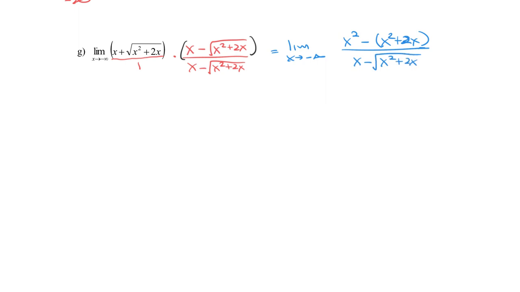And then we can see at the numerator right here, this one can clean up. It's really x squared minus x squared minus 2x, so x squared minus x squared is gone. So what we'll have is a limit as x approaches negative infinity. And we're going to have a negative 2x in the numerator. And down here we've got x minus the square root of x squared plus 2x.